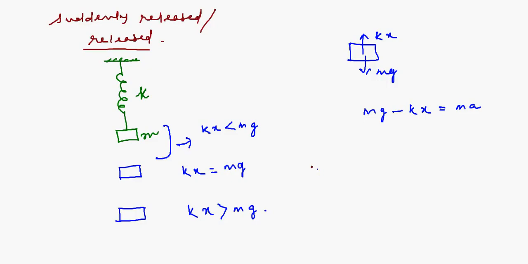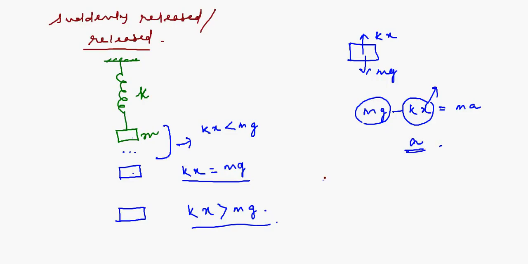So this happens to be a different case, that between this point to this point, kx is less than mg. Here it is equal to mg, and here it is greater than mg. Let's say at some point I'm drawing the free body diagram, so mg minus kx is ma. Mg is constant. This one is not constant. This x goes on changing. Thereby, the acceleration goes on changing.